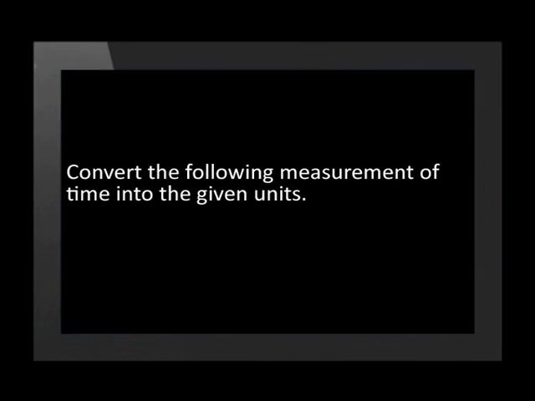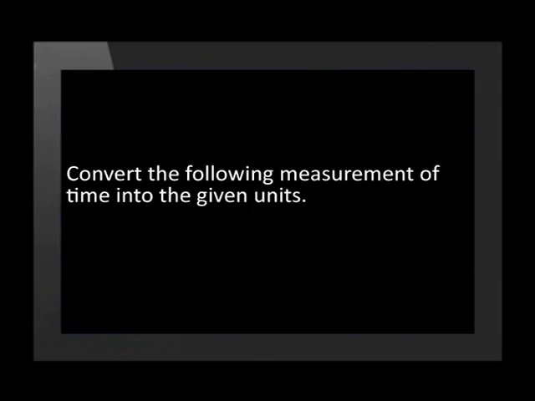Convert the following measurement of time into the given units: 72 hours into days. For this question, we have to use the fact that 1 day has 24 hours. This means that we have to divide 72 hours by 24 to get to the number of days. The answer is 3 days.